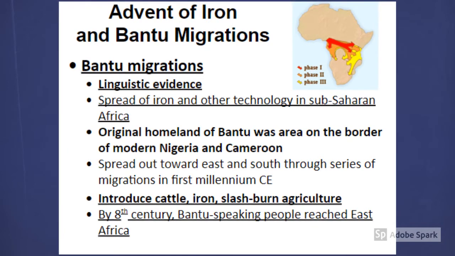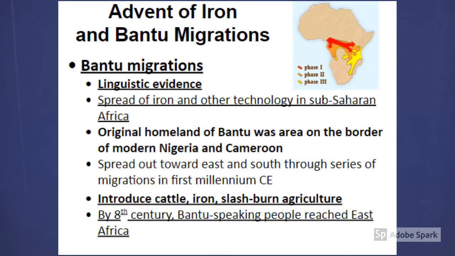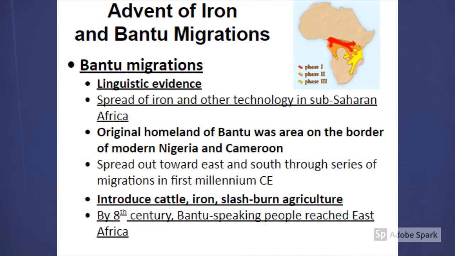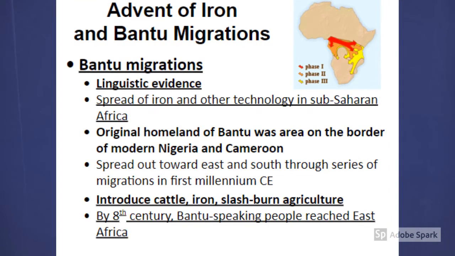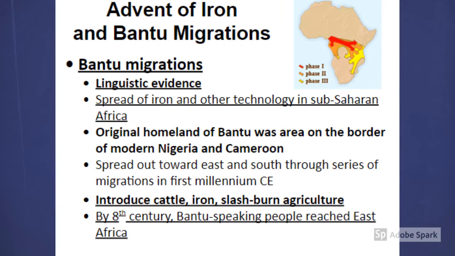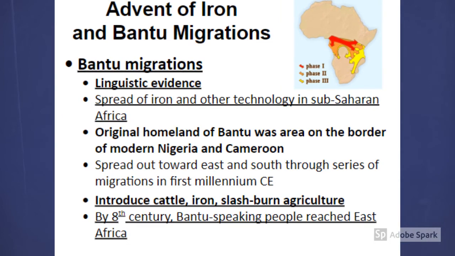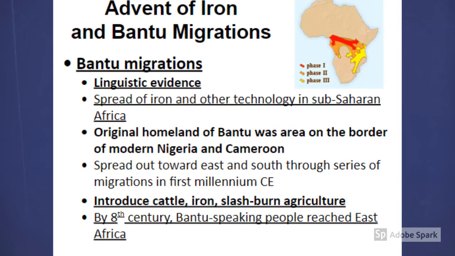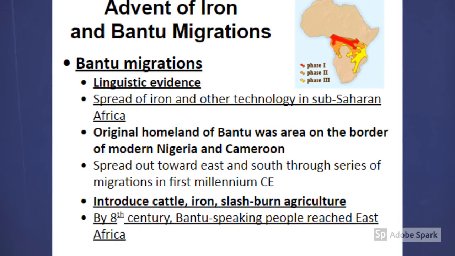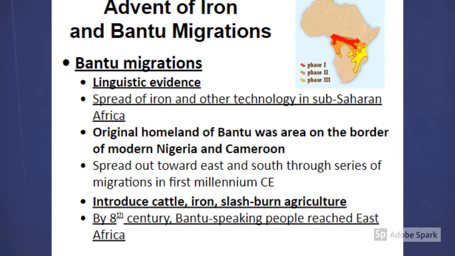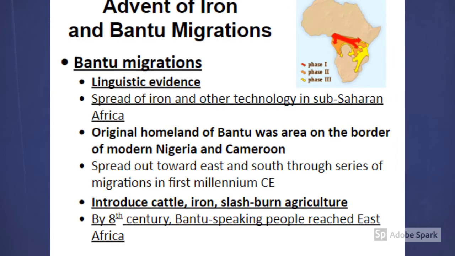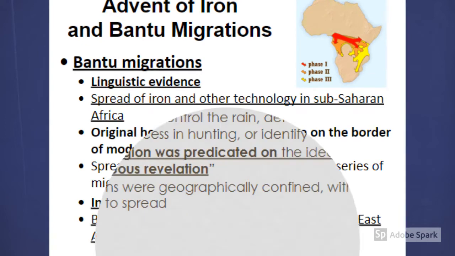So the Bantu people are really well known for spreading their iron tools and their technology throughout sub-Saharan Africa. They will introduce things like cattle, iron tools, weapons, slash and burn agriculture, and many more things to the people they migrate to. By the 8th century, the Bantu-speaking people will reach the coast of East Africa, and then a little bit later on will make it all the way down to the southernmost tip of South Africa.